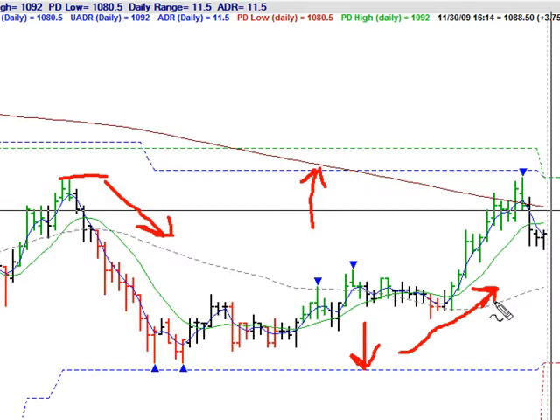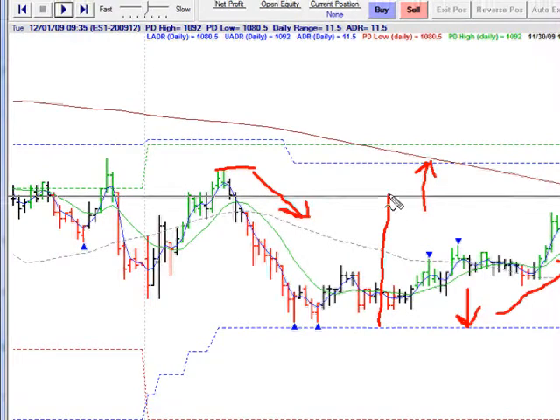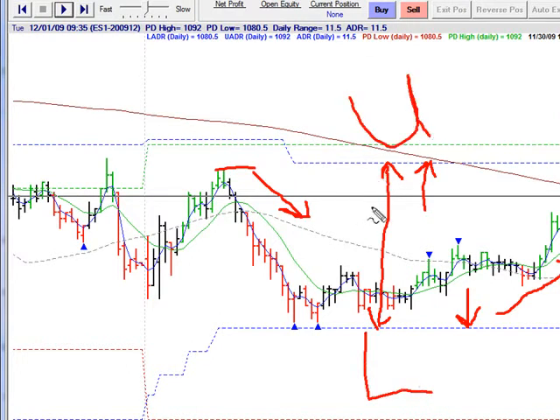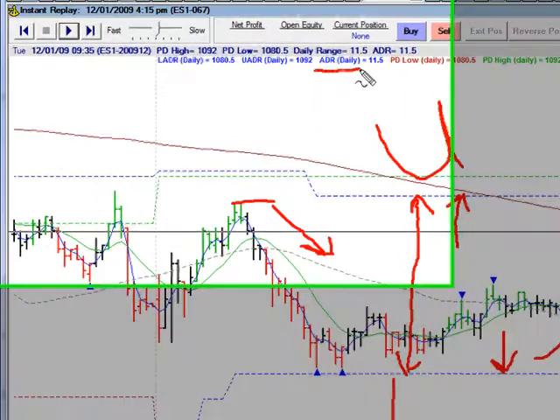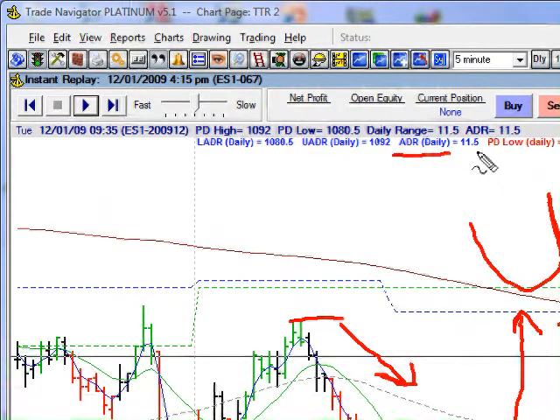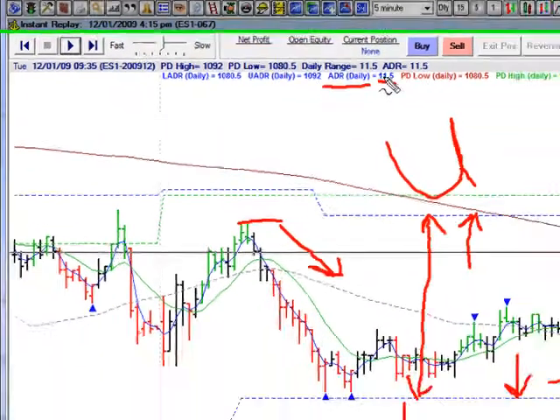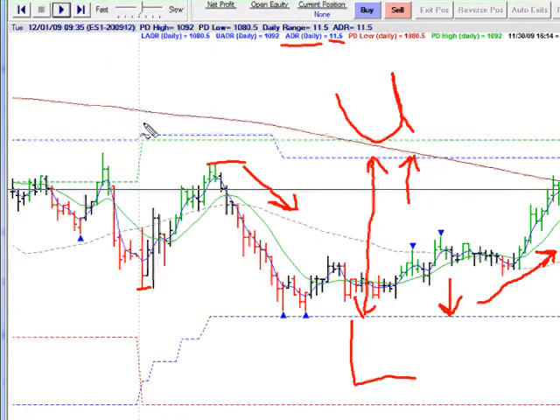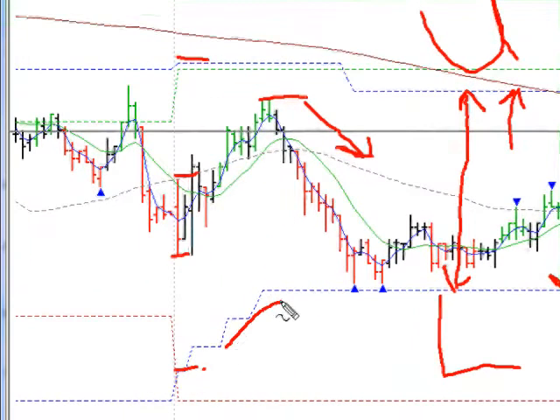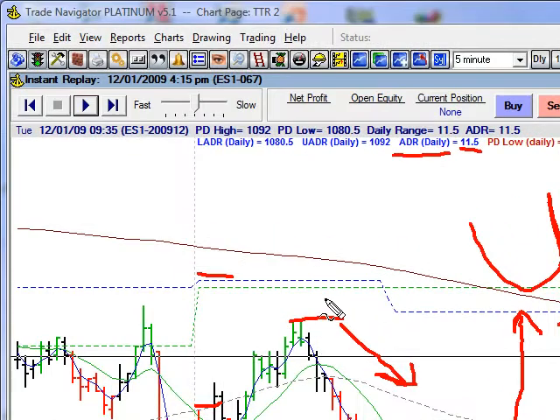So our range itself can be kind of an area of how far the market can travel in one trading day. It's signified by the L for lower and the U for upper: upper average daily range, lower average daily range, and up here the ADR, standing for the average daily range, giving you how far the range itself is. In this case, 11.5 from here to here, and 11.5 here to here, and it adjusts as it moves forward, but it can widen if the market moves through, going up through here.